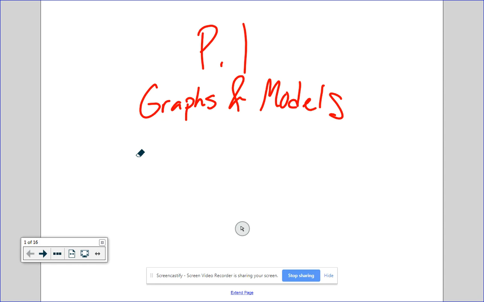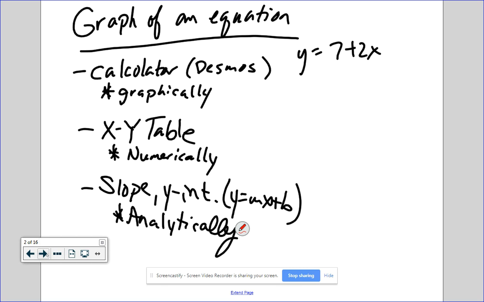So P1 is on graphing. How do we graph a line, or graph an equation? You can graph it one of three ways. You can do it using a calculator, either with Desmos or the graphing calculators. That is doing it graphically. Or you can sketch it by hand.